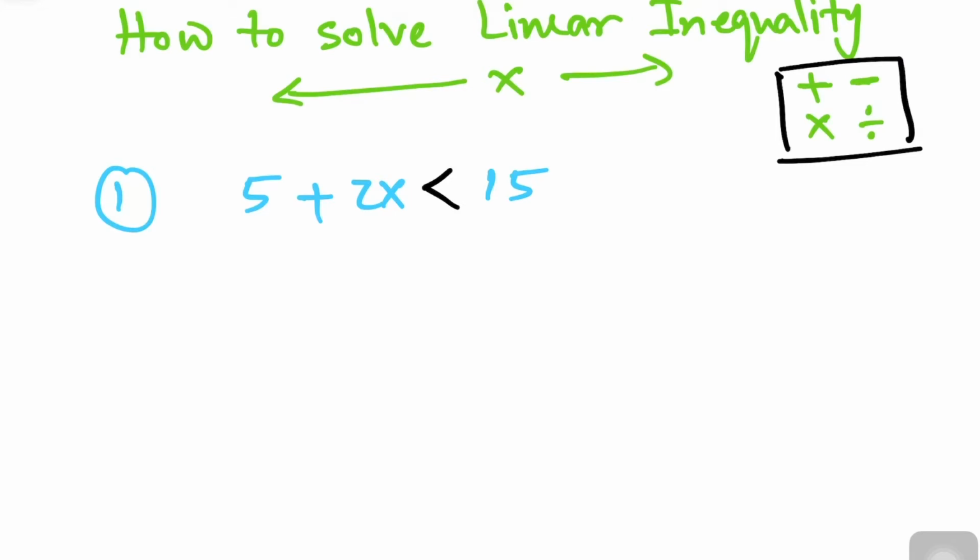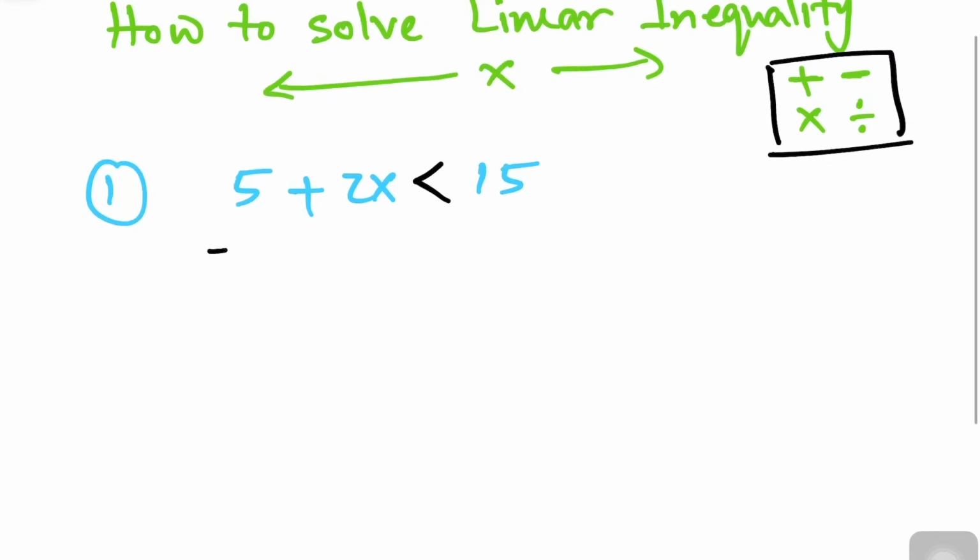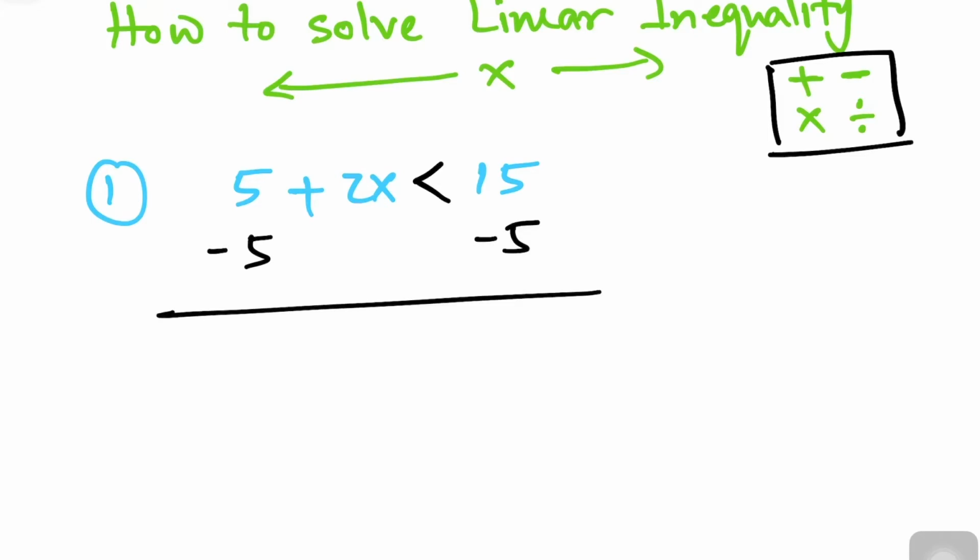So we want to solve for x. So we don't want that 5. So it's a positive 5. How can I get rid of a positive 5? I'm going to subtract 5 from both sides. All right, so 5 and 5 cancel each other out. We have 2x less than 15 minus 5. That will be 10. Okay, now I have 2 times x, or 2x less than 10, right?